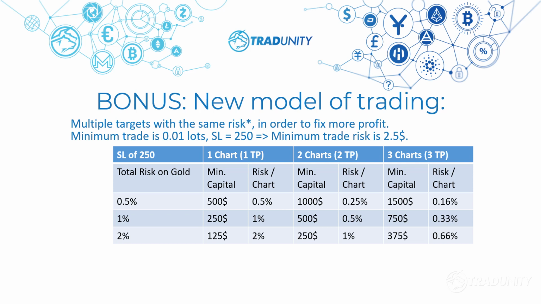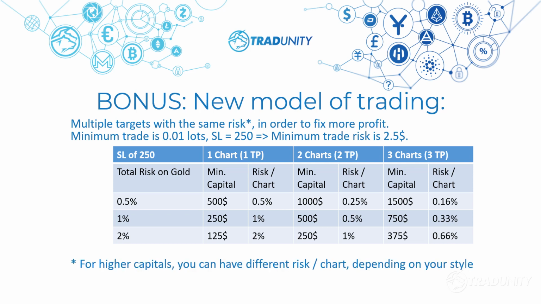And if you want to risk 2%, then you can do that even with $125 as your minimum deposit, if the broker allows it. Then your chart will have 2%. For 2 charts, you need to have $250 and split the 1% for each chart. And for 3 charts, you need $375, and the 0.01 lots will represent 0.66% of your capital. Okay. For higher capitals, you can actually have different risks per chart, depending on your trading style and what you think is better.